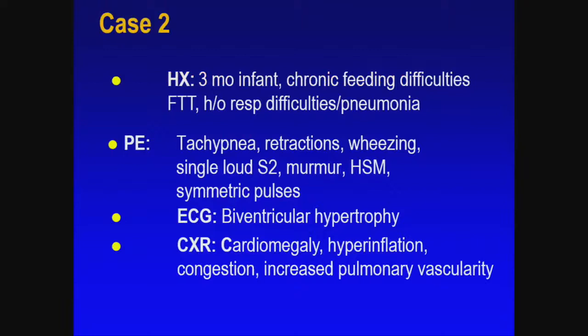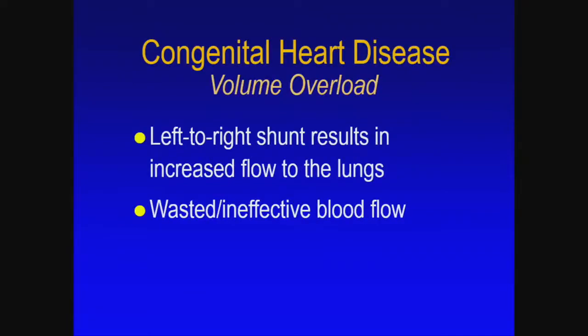Okay. So the second case is of a 3-month-old infant, chronic feeding difficulty, failure to thrive, history of respiratory difficulties and pneumonia, tachypnea, retractions, hepatosplenomegaly, single loud S2, symmetric pulses, there is biventricular hypertrophy, cardiomegaly, hyperinflation, increased pulmonary vascularity. Again, later presentation, a little later, the pulmonary vascular resistance has dropped. This is pulmonary overcirculation. This is volume overload.